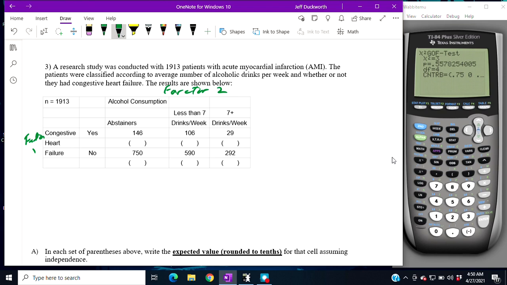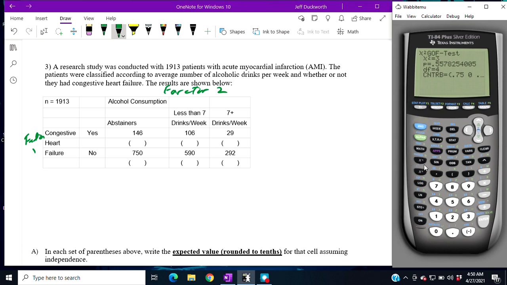So for this one, we're going to use the matrix. So second and the X inverse key will get us, second, and this is the X inverse key. All right, we need to edit the first one. Don't worry about the second one. That's going to be populated. And it looks like I've already got them all in. 146, 106, 29, and so forth. All right. Once you get all these entered into the matrix, you can clear out, so second mode will work.